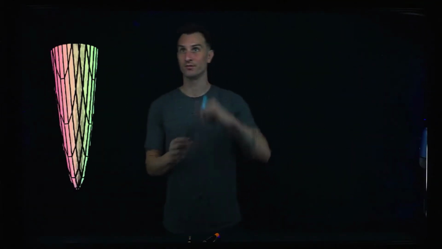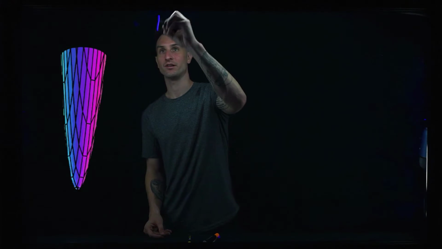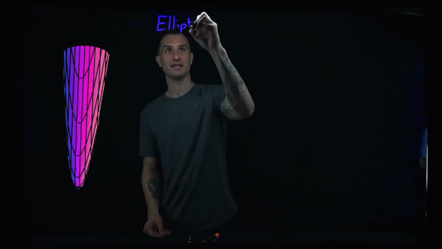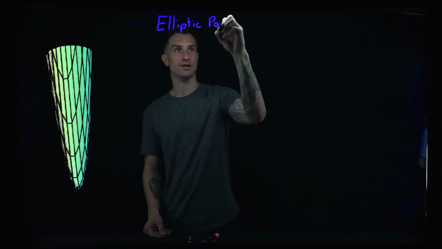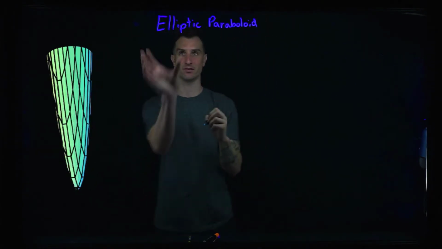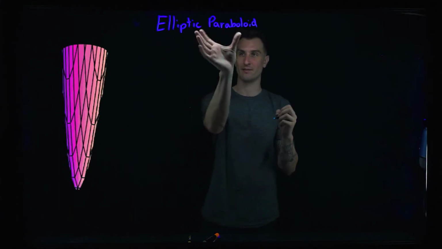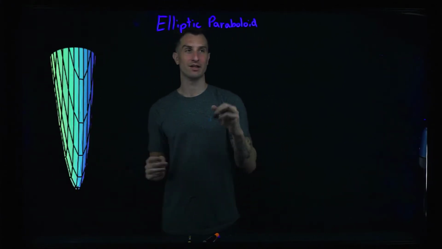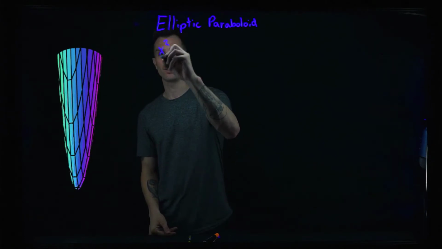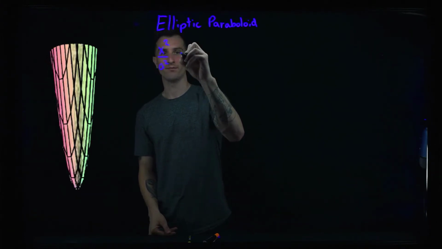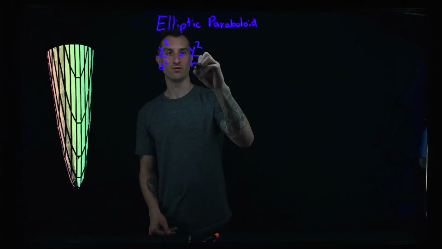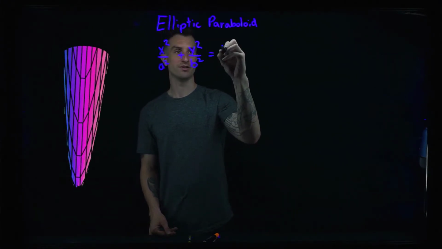Let's keep it rolling. Our next one, only one more after this, is known as the elliptic paraboloid. We should be able to look at this name and know, okay, elliptic, ellipse, paraboloid, parabola, should have some sort of combination. The equation we're going to go with is x squared over a squared plus y squared over b squared is equal to z over c.